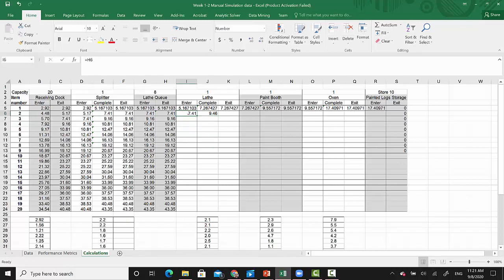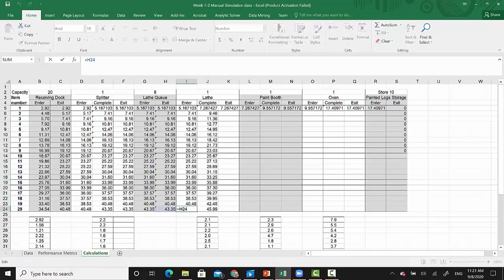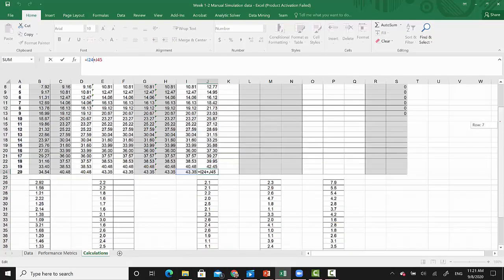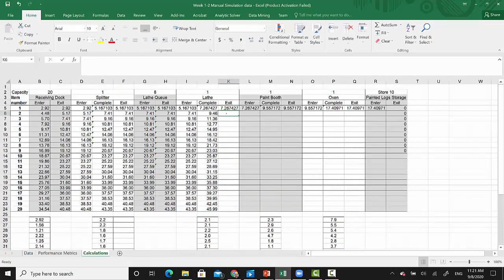So the enter time, and then the complete time. Let's check our formulas. Okay, correct. It's the entering time plus the processing time. And then the exit time will be the maximum between this value here and the exit time of the paint booth, and so on. I'll stop here and let you finish this entire spreadsheet.